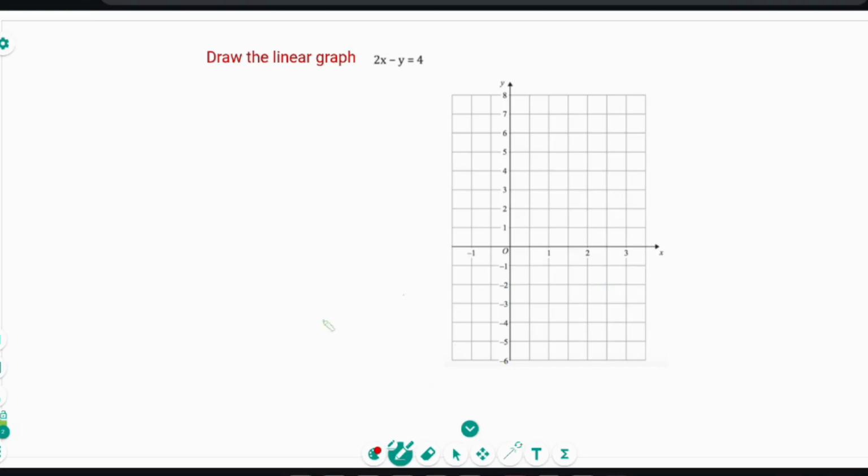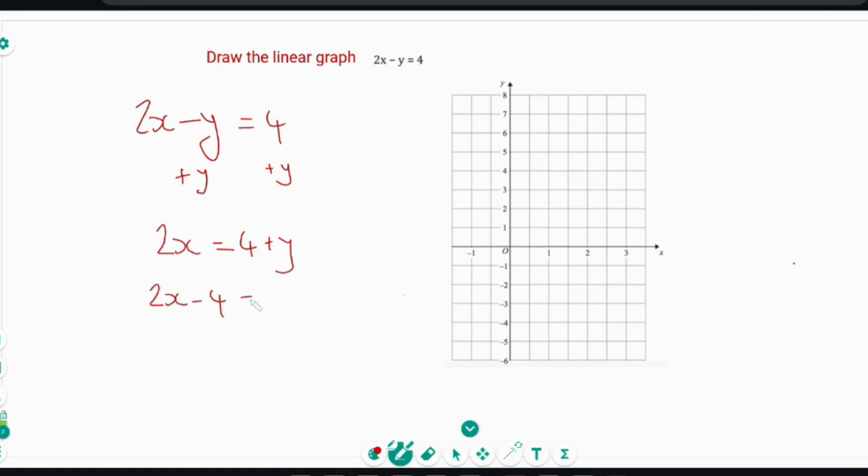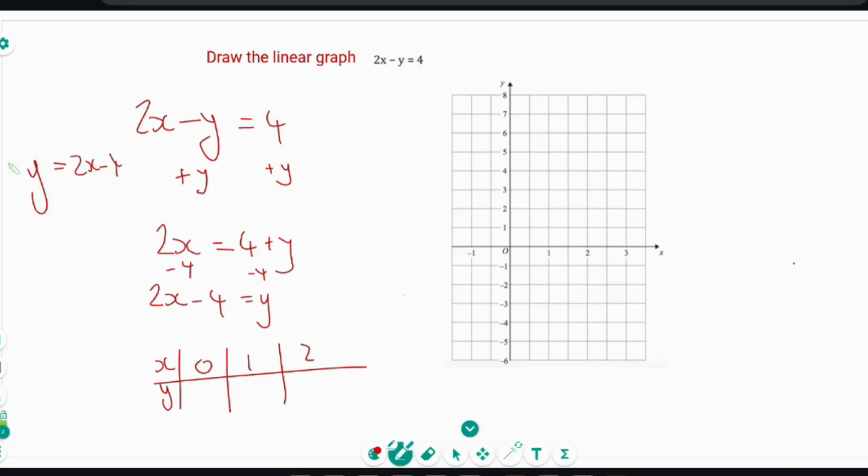Okay, and last question. Ooh, this is an interesting one. Here, we've got a minus y. I want a positive y, so I'm going to add y to both sides first. And then I'm going to get rid of my 4 by taking it off both sides. Okay, table of values. 0, 1 and 2. So y is equal to 2x minus 4. That is my equation.